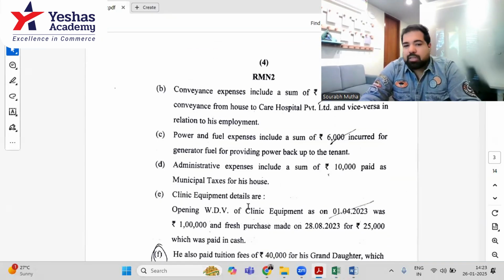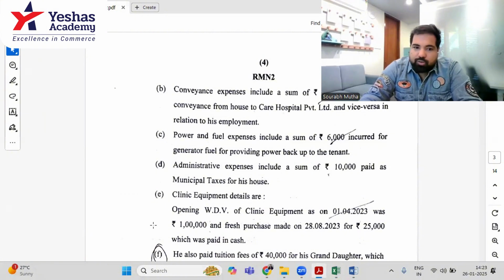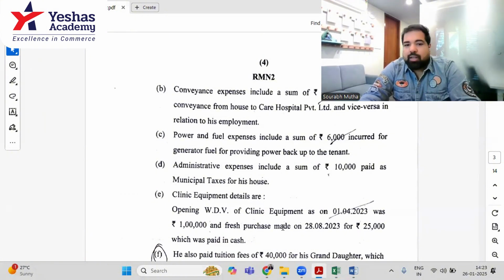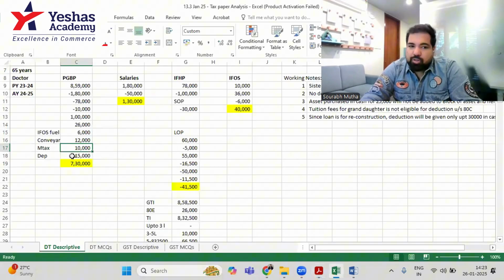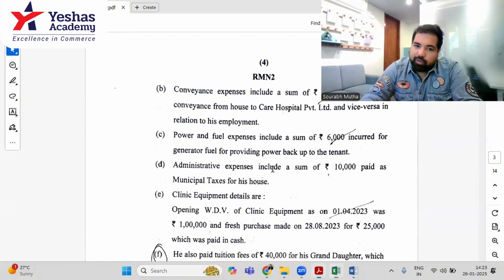Next, clinical equipments. This is for depreciation, 1 lakh rupees at 15%. And fresh purchases made in cash, 25,000. If you remember, that's not allowed, so on this there will be no depreciation. Only on 1 lakh rupees you'll have to calculate depreciation, which is here. So all this will summarize your PGBP, which is 7 lakh 30,000. This is also done, 1 lakh 30,000. Two heads of income wrapped up really well.